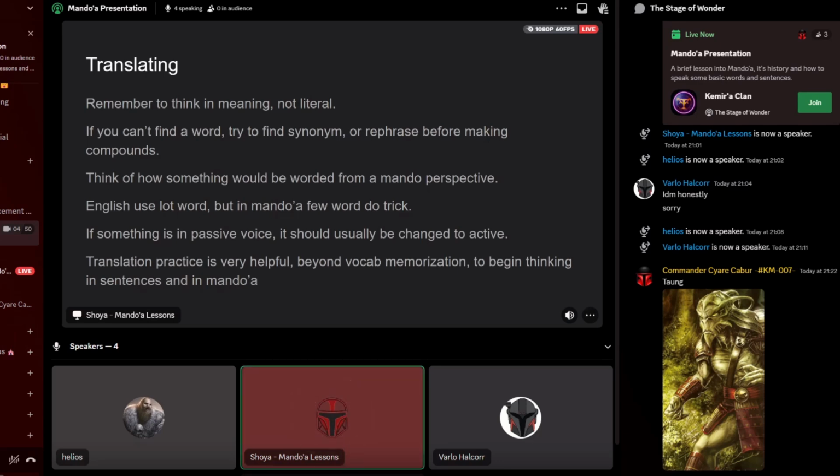But passive is possible. If you really want to keep passive voice in Mando'a, because you're trying to preserve the passive voice of English, or whatever you're translating, then the way you do it is basically the same way you do passive in English: you use the verb to be, and you turn the verb that was active into an adjective form. In English it's a past participle form, but it looks like the adjective form.